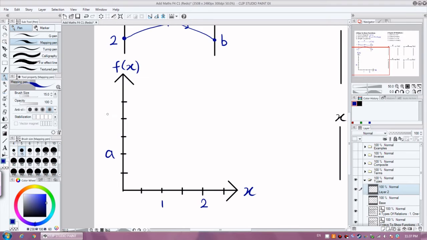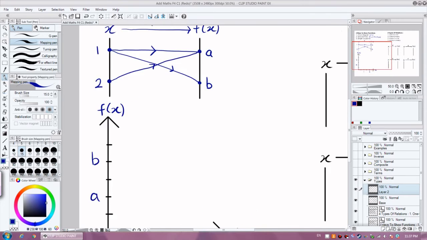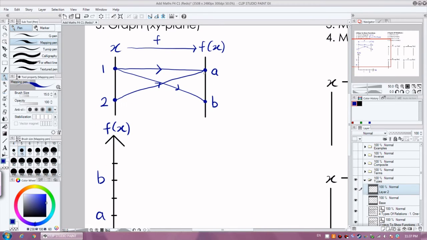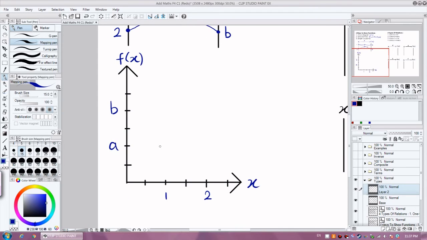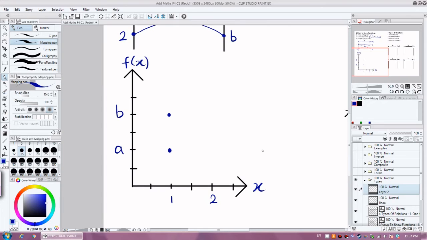According to the top here, 1 is connected to a and b. So 1 to a, I'll make a dot here, and 1 and b over here as well. And 2 is connected to a, so over here as well. So this is just a very easy way to do it.